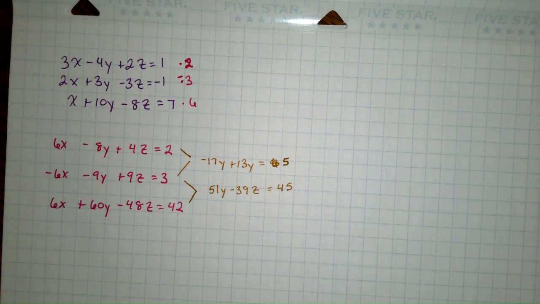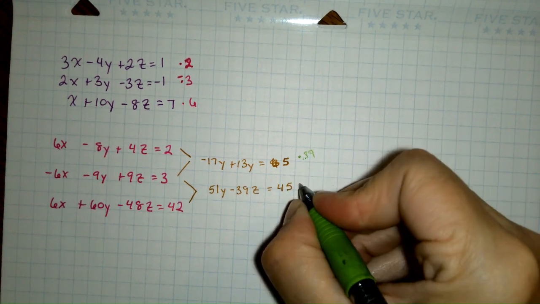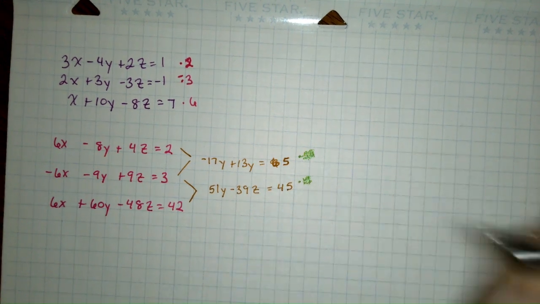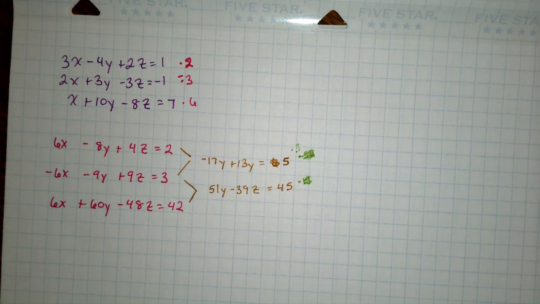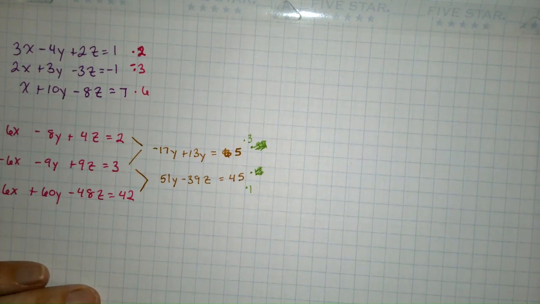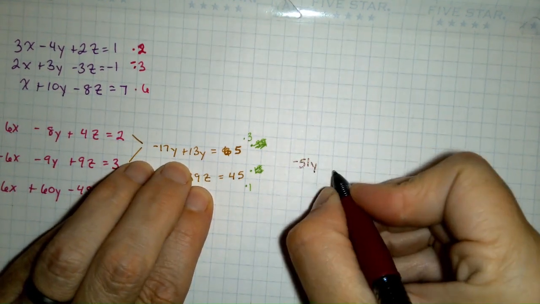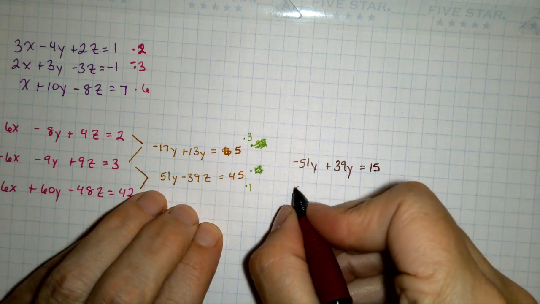So we have to target Y or Z, and again, it's a toss-up. So I'll target Z. I'll multiply the top row by 39 and the bottom row by 13, or let's scratch that. If I multiply 13 times 3, it is 39. I don't know if you guys knew that or not. So I'm going to times by 3 and times by 1. That way I have smaller numbers. Negative 17 times 3 is negative 51 plus 39y equals 15 times by 1.